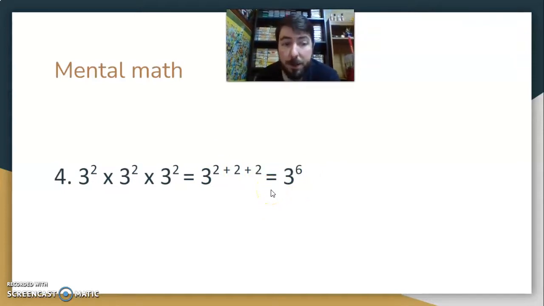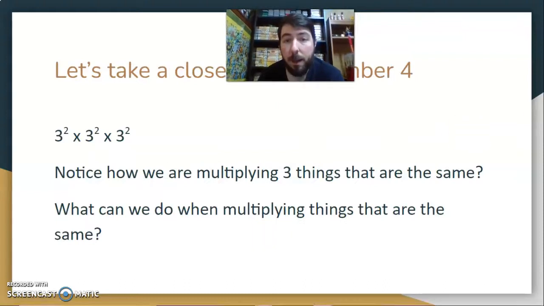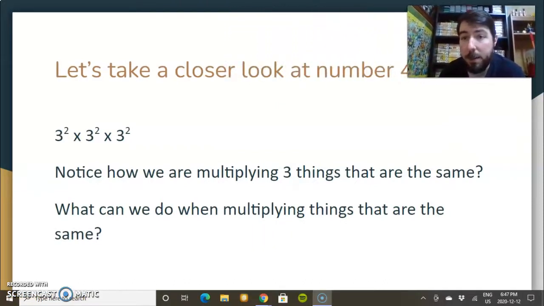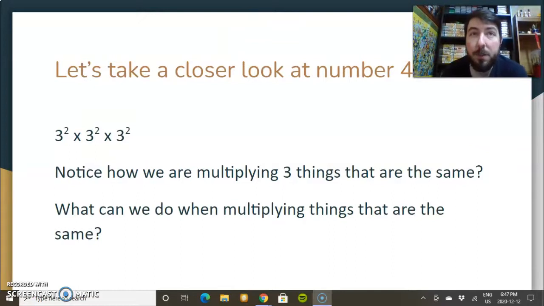And then this last one, 3 to the power of 2 times 3 to the power of 2 times 3 to the power of 2, we just do 2 plus 2 plus 2, which equals 3 to the power of 6. And questions like that last one, that is going to be part of the first exponent law that we're going to talk about today. So we see here 3 to the power of 2 times 3 to the power of 2 times 3 to the power of 2.